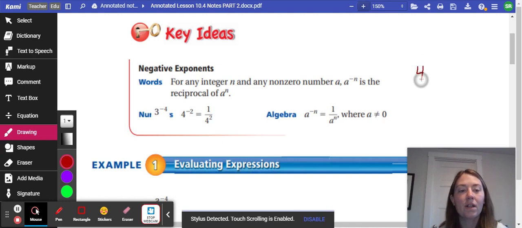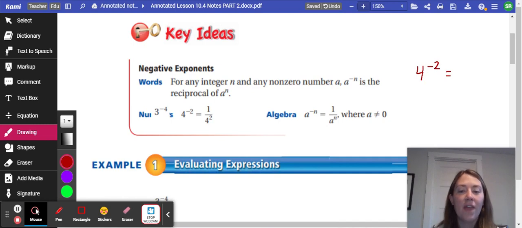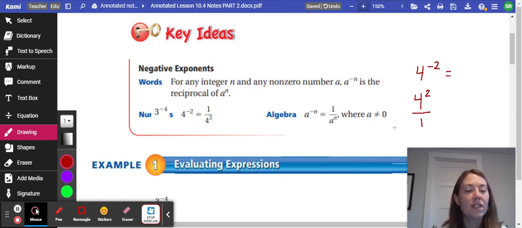We have 4 to the power of negative 2. Now, we just read that for any integer n, that's our exponent, and any non-zero number a, that's our base, a to the negative n power is the reciprocal of a to the n power. So a to the n power would be 4 to the power of 2. The reciprocal of that, well, we don't usually write it, but this is actually over 1. So the reciprocal of that would just be this flipped, right?